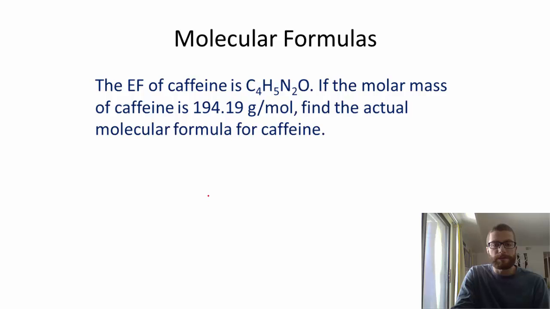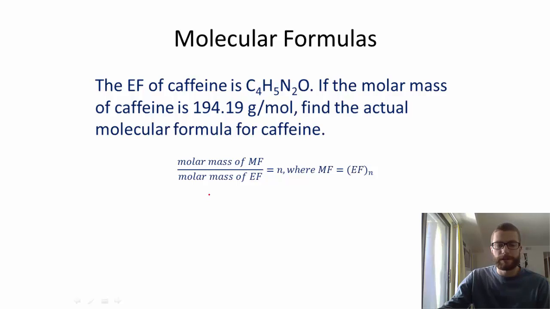To go about this, we said that the molecular formula is some multiple of the empirical formula. So for calculation purposes, we're going to take the molar mass of the molecular formula, which is given in the problem, and divide it by the molar mass of the empirical formula, which means for the empirical formula we found previously, we need to find its molar mass. That will give us some number, let's say n, where our molecular formula is some multiple of the empirical formula as shown.